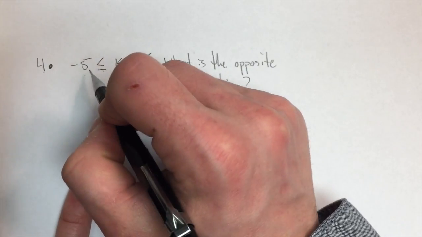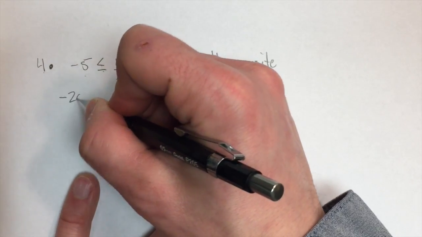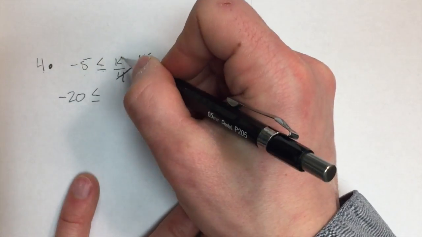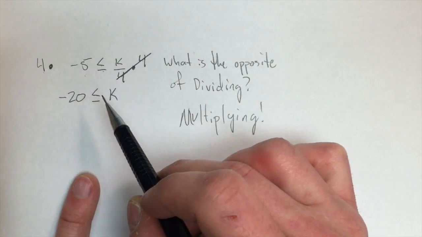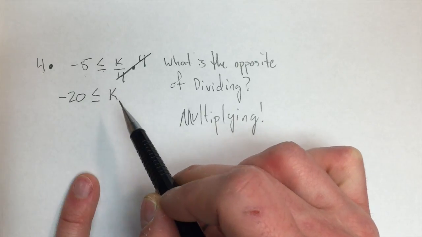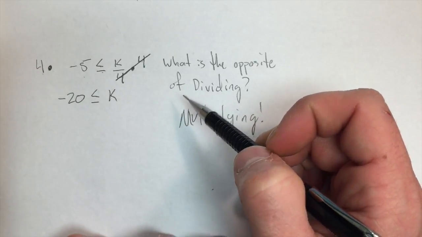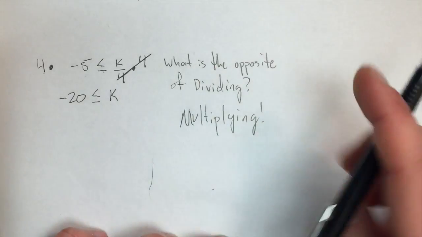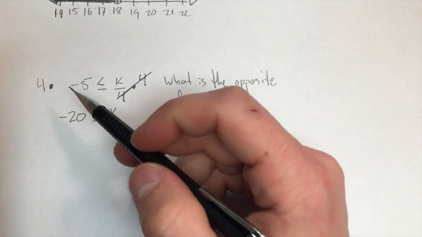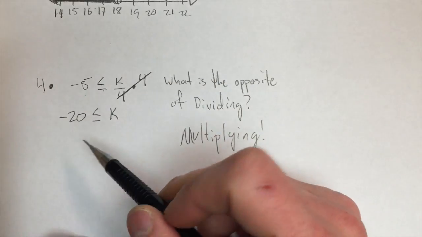And 4 multiplied by negative 5 is negative 20. And all I'm left with on this side is a k. So negative 20 is less than or equal to k. All right, that's pretty simple. That's only one step. Okay, so next we need to graph it.